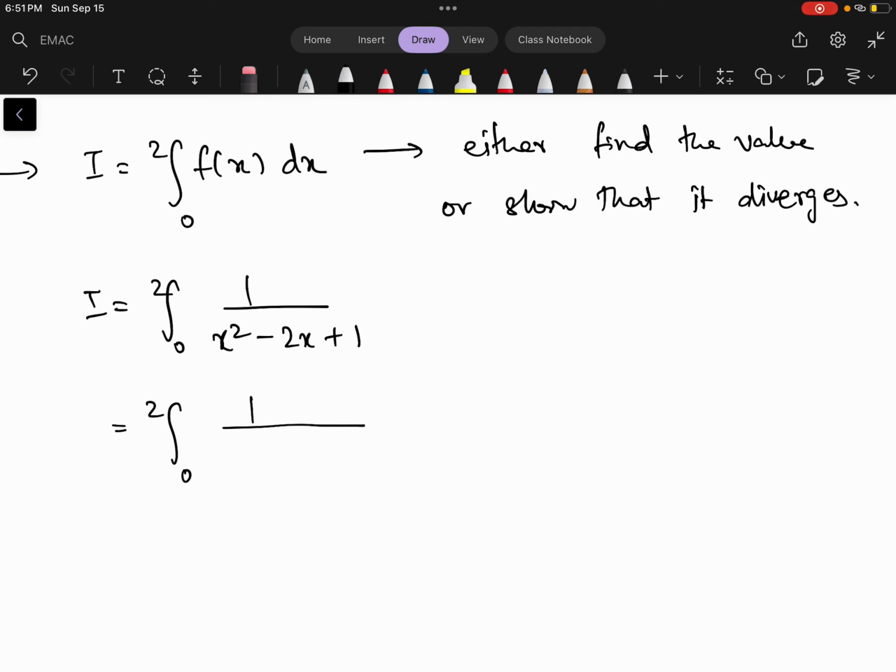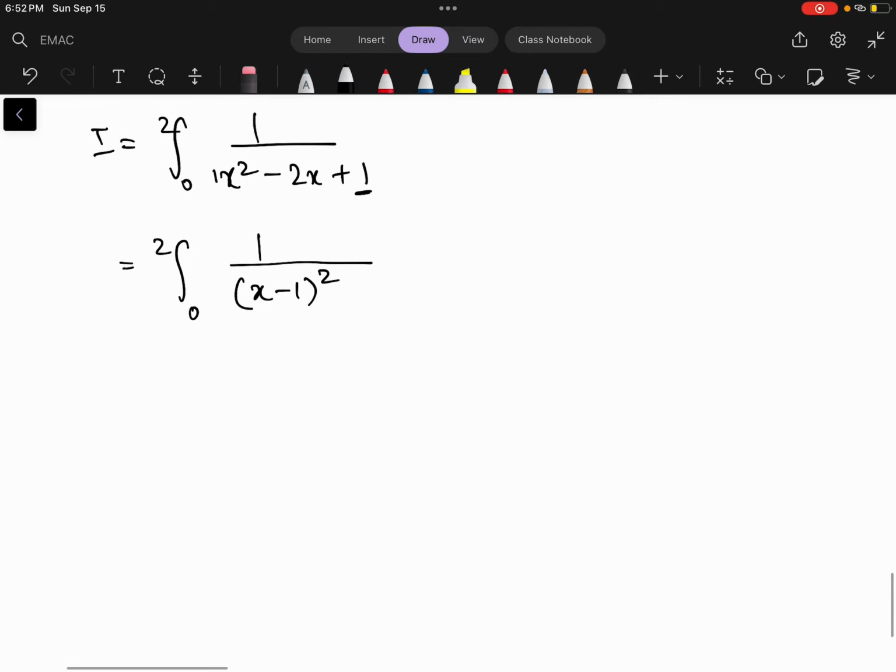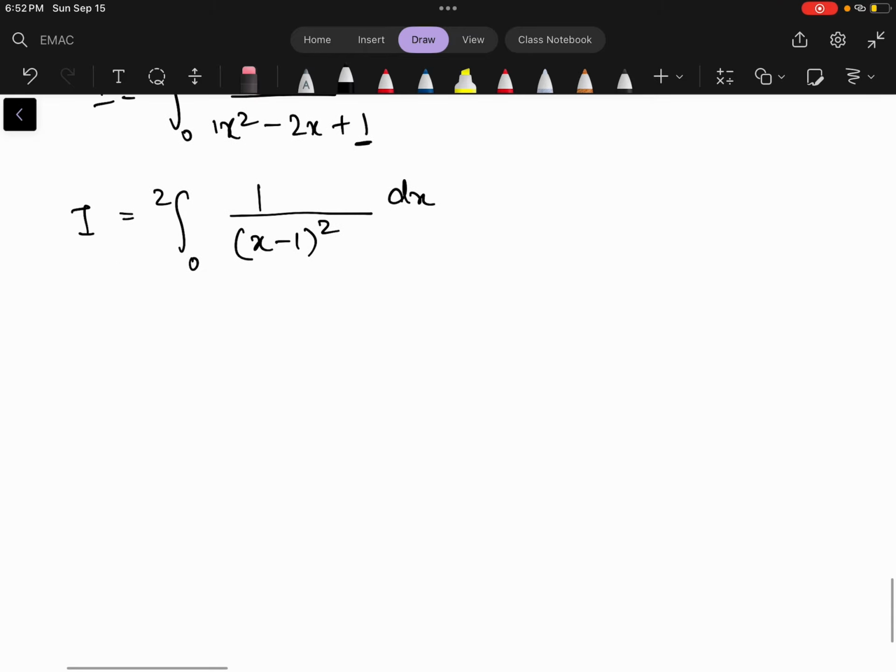Oh, wait. Okay, so this is just x minus 1 whole squared. If you look at it closely, the 2ab term, minus 2x, is just minus 2 times 1 times x, and the coefficient of x is 1. The third term is 1, so we don't have to complete the square. This is already of the form x minus 1 whole squared. Okay, that makes it a whole lot easier.